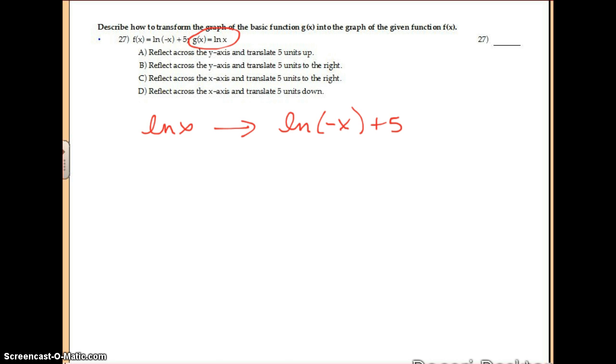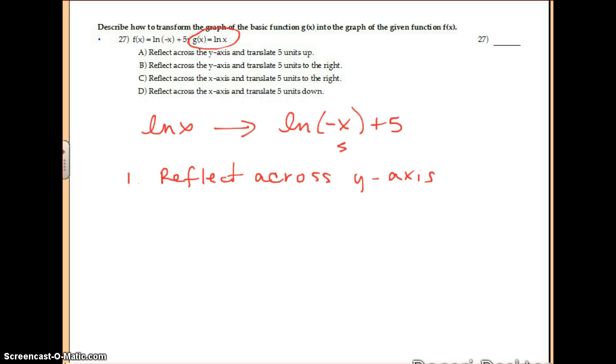You just want to kind of follow the order of operations. We've got that negative x is in parentheses, so that's the thing that happened first. Anytime you put a negative on just the x, it obviously changes the x coordinate, so that's going to be a reflection across the y-axis. That would be the first thing that happens. Reflect across the y-axis.